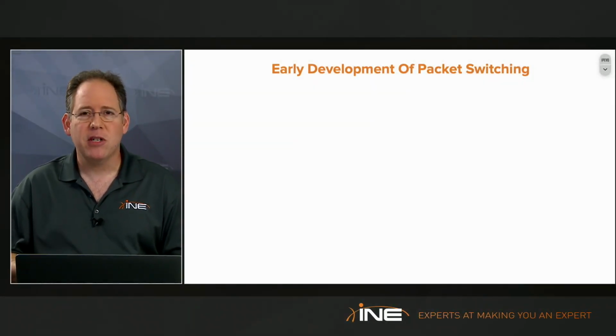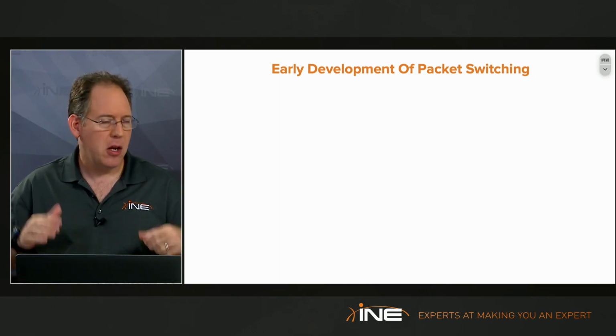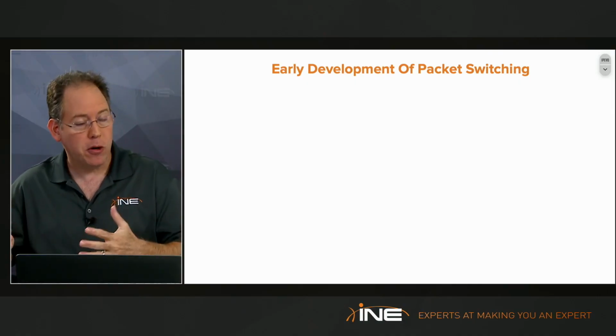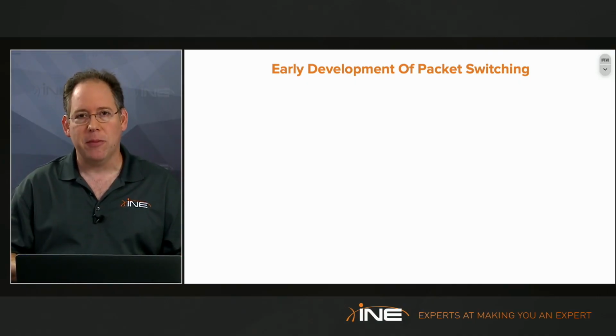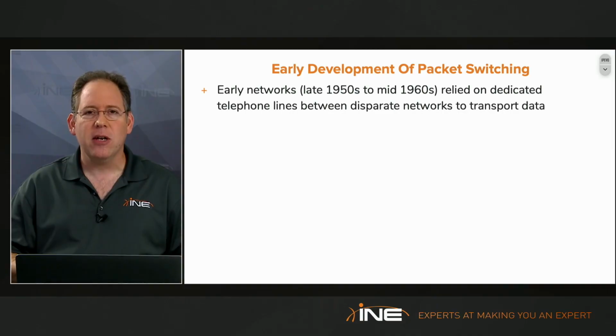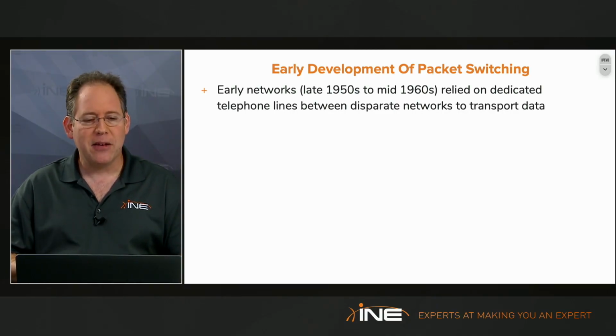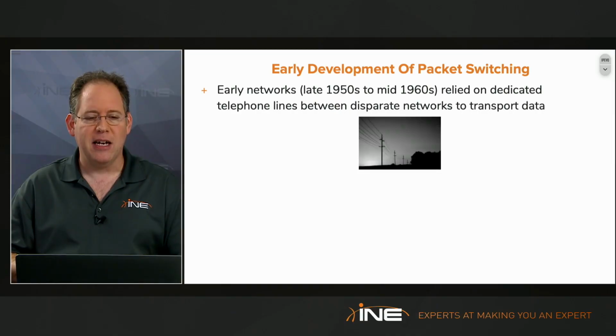Let's start with packet switching. After all, IP was developed in response to the need for packet switched networks. Why were packet switched networks developed? What need were they developed for? Well, way back in the early days, maybe even before some of you watching were born, in the late 1950s to early 1960s, early networks relied on dedicated telephone lines between disparate networks to transport data.